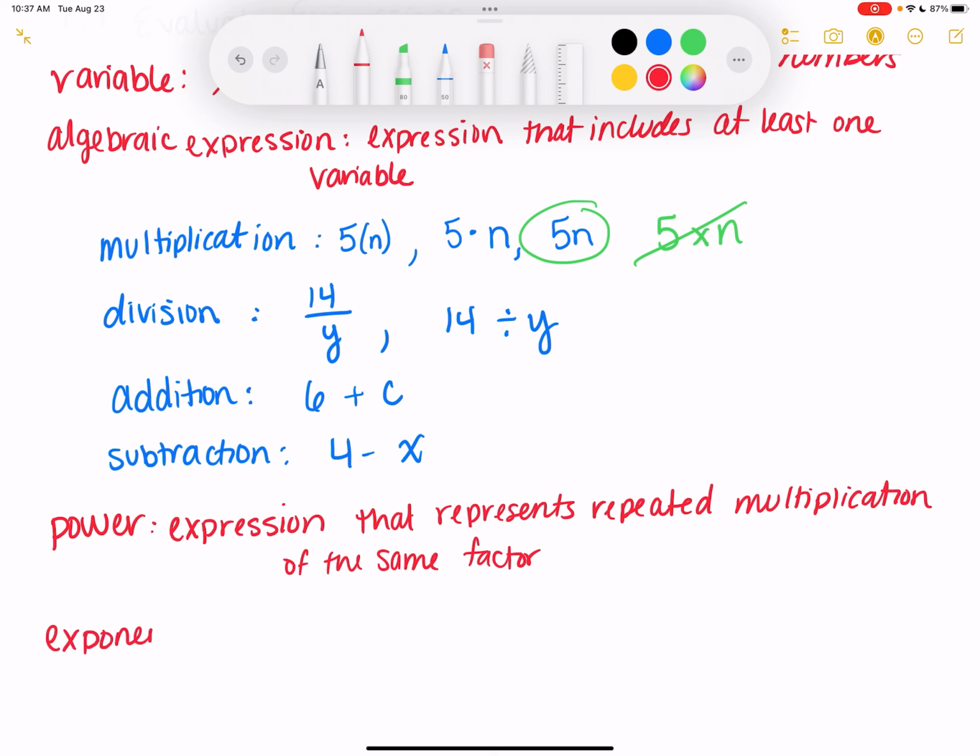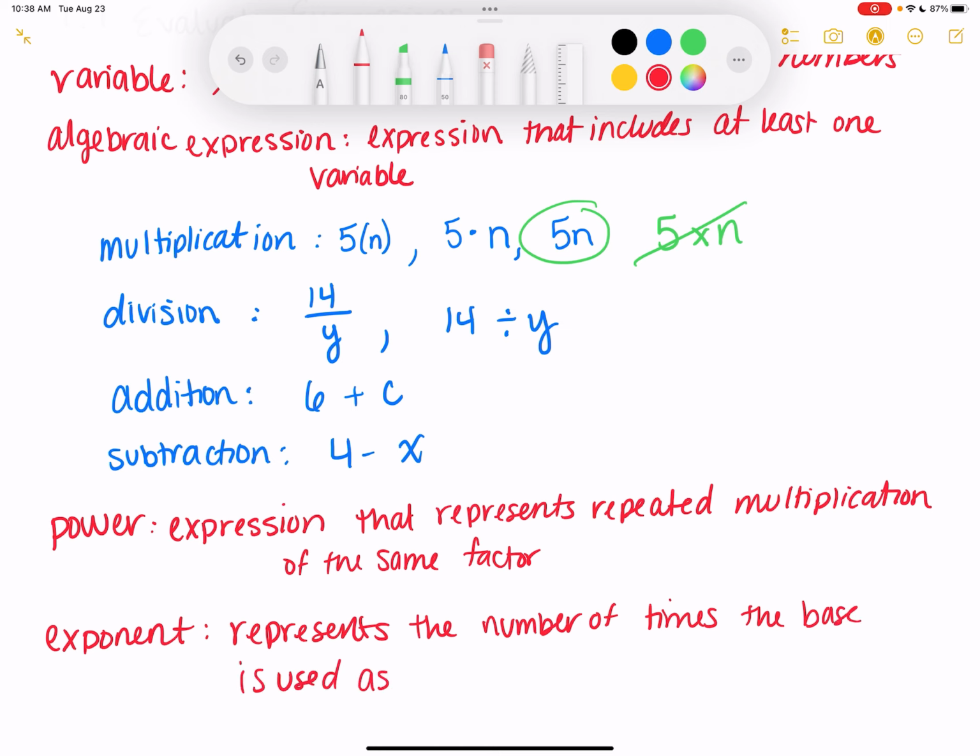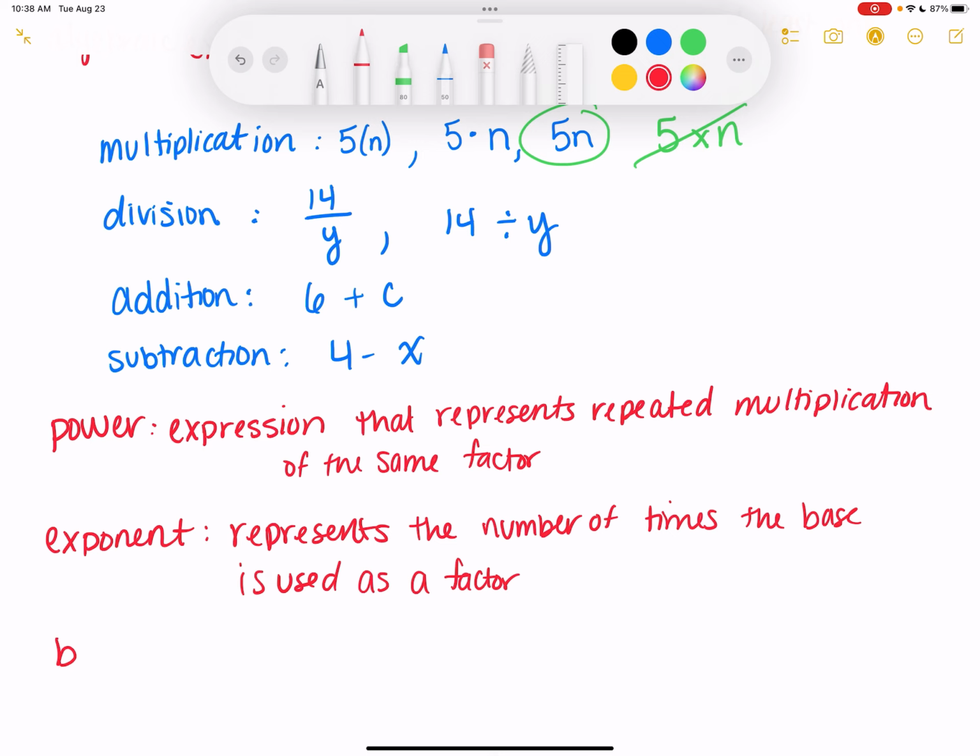An exponent is, or you could say it represents, the number of times the base is used as a factor. And then the base is just a number that's being raised to a power.